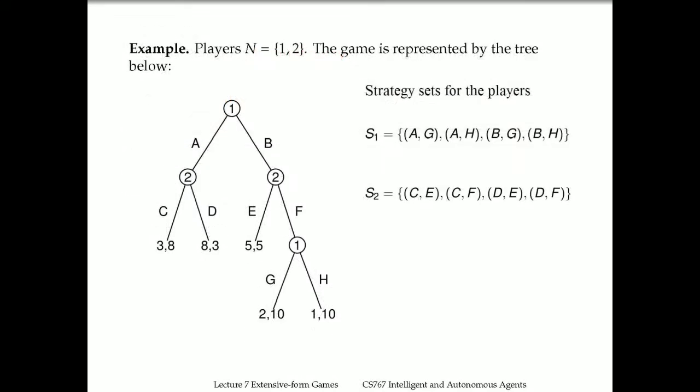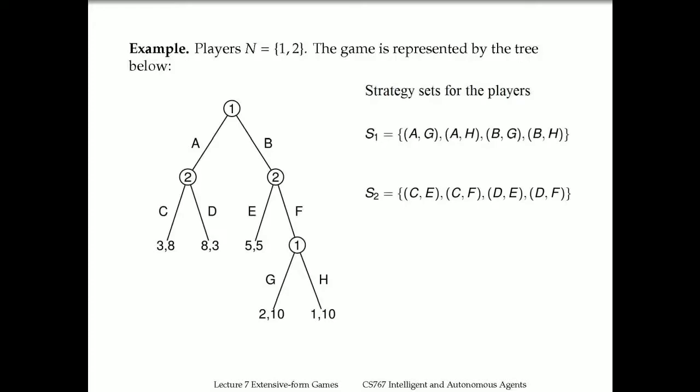So let's think of this game. This will be an example where we have this game tree, and we have two players. You can see that on top of each non-terminal node, we have a label of either 1 or 2, indicating which player this node belongs to.